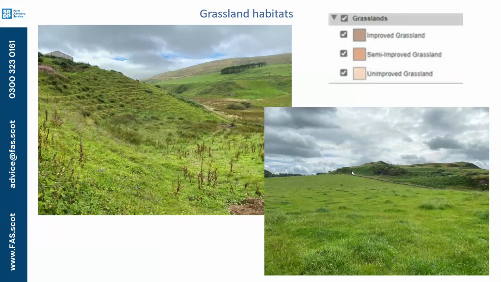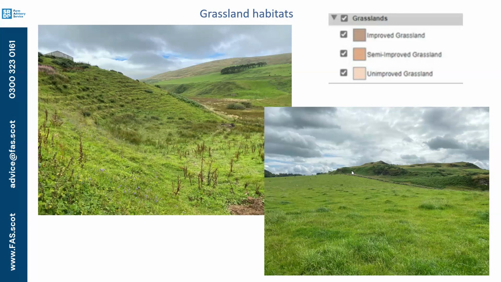The grassland habitats, again, quite straightforward. Improved grassland, so this is productive grassland for grazing or forage that is subject to regular reseeding and inputs of fertilizer and lime. So that's on the picture on the bottom right-hand side there, that field in the front I would class as improved grassland.